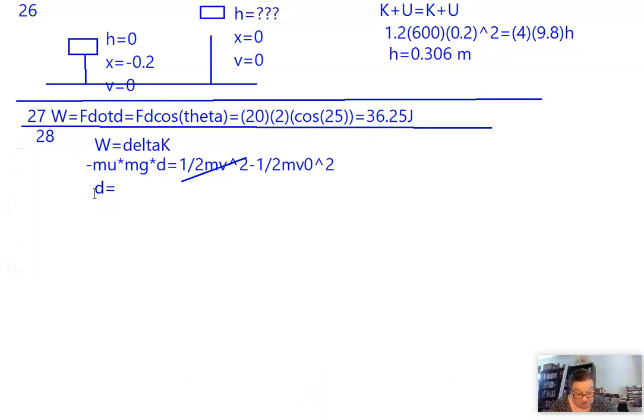So v initial, which is 16, squared, and then divided by 2 from the 1/2 times mu, which is 0.4, times g, which is 9.8. And when I plug that into my calculator, I get 32.65, which most closely resembles answer C.